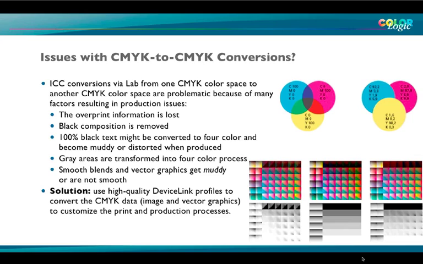Other things that can happen with normal CMYK-to-CMYK is that if you have black 100% text and you do a conversion of vector graphics and text elements, this text renders into 4 colors, which will become muddy or distorted when produced later on. The same happens with gray areas that are transformed to 4 colors at the end. The same happens with smooth blends and vector graphics that get muddy or are not smooth after the conversion. The solution to all those problems is using high-quality DeviceLink profiles to convert the CMYK data, which means images and vector graphics, to customize the print and production process.